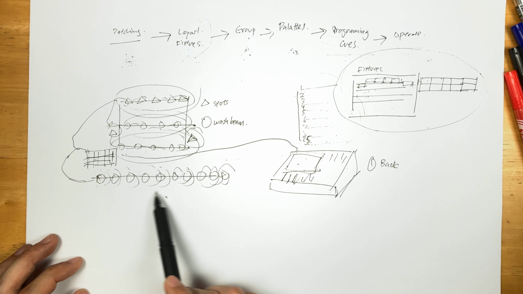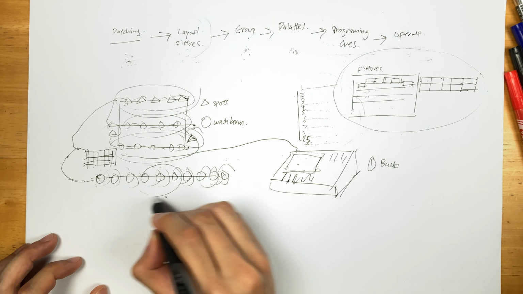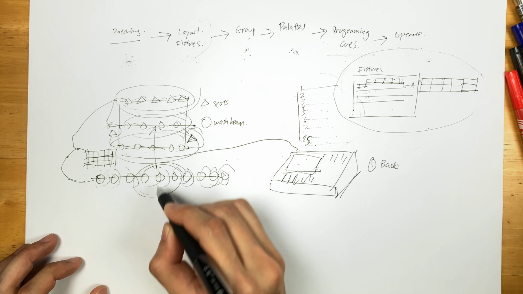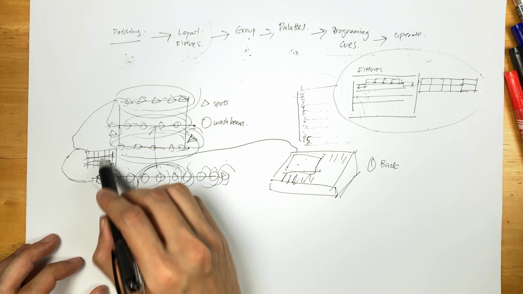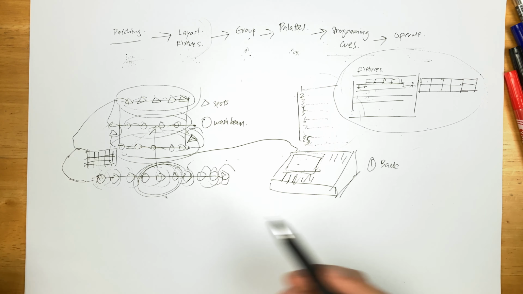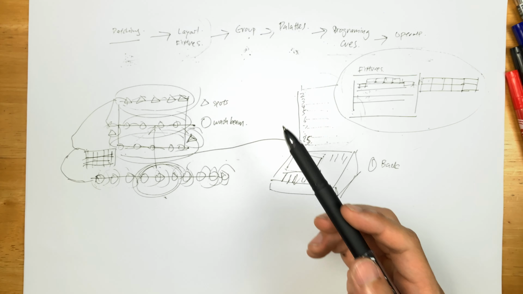I might also group, let's say, the center tree as one usage, and then another group for another use, so I can quickly select them.